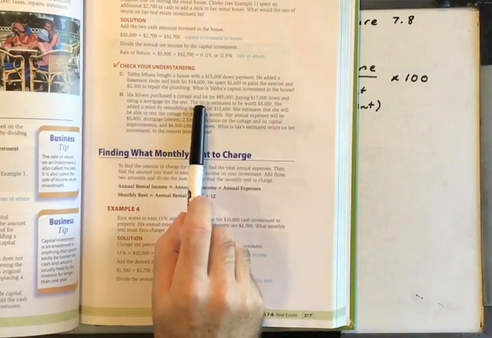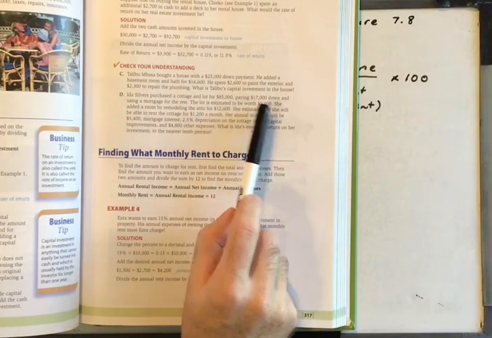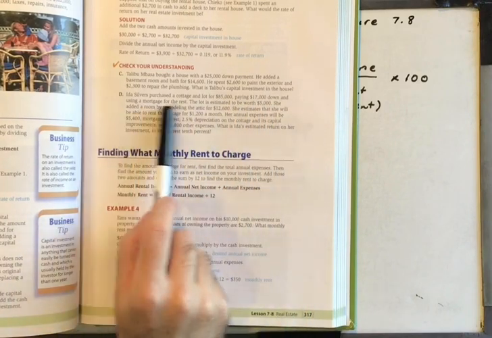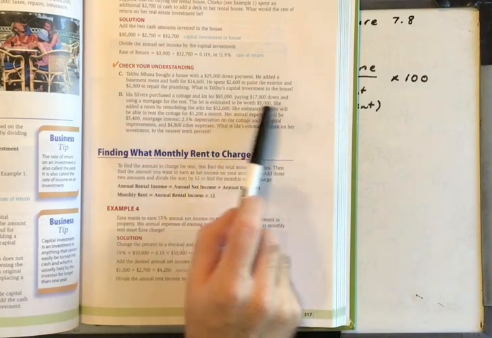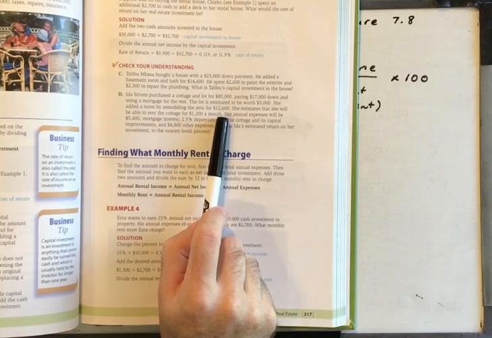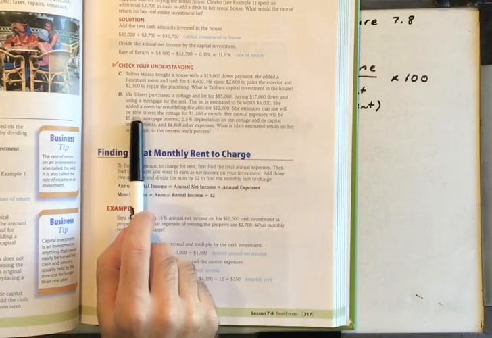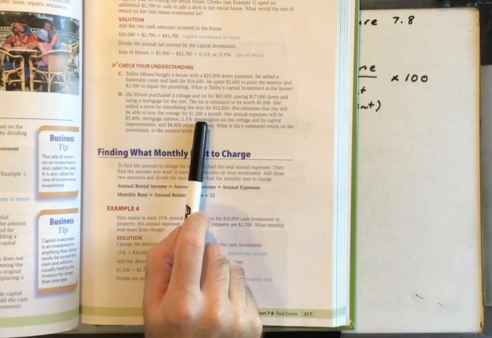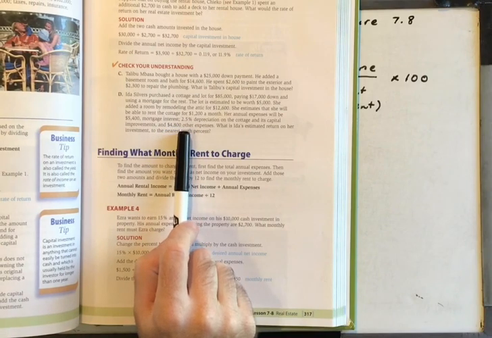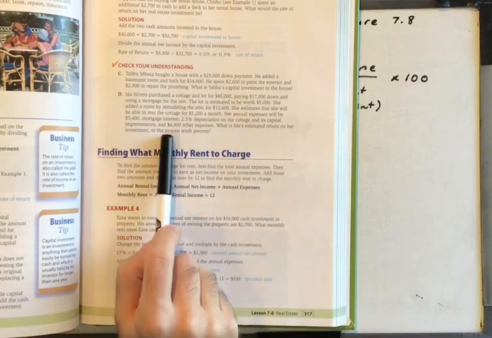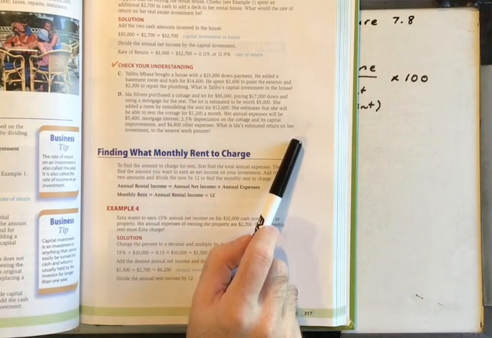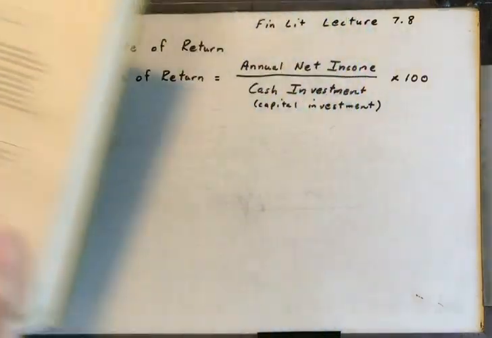Ida Silvers purchased a cottage and a lot for $85,000, paying $17,000 down. So we don't care about the $85,000. $17,000 down, using a mortgage for the rest. The lot is estimated to be worth $5,000. Okay, she added a room by remodeling the attic for $12,600. She estimates that she will be able to rent the cottage for $1,200 a month. Her annual expenses will be $5,400 mortgage interest at 2.5%, depreciation on the cottage and its capital improvements, and $4,800 in other expenses. What is Ida's estimated return on her investment to the nearest 0.1%?